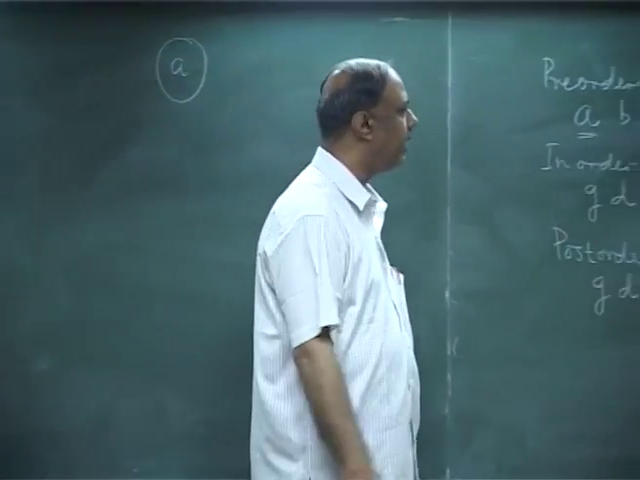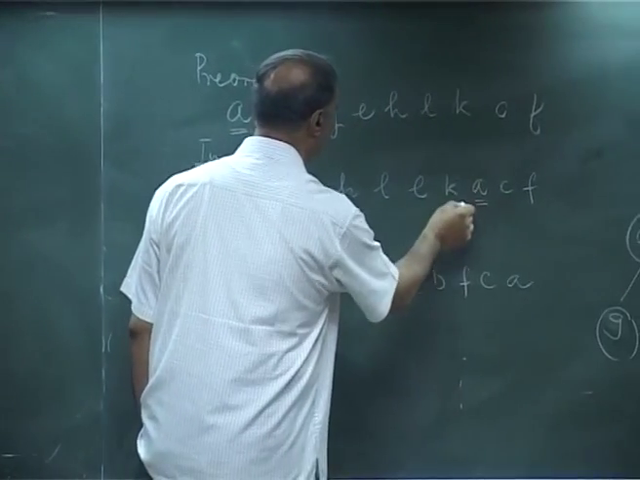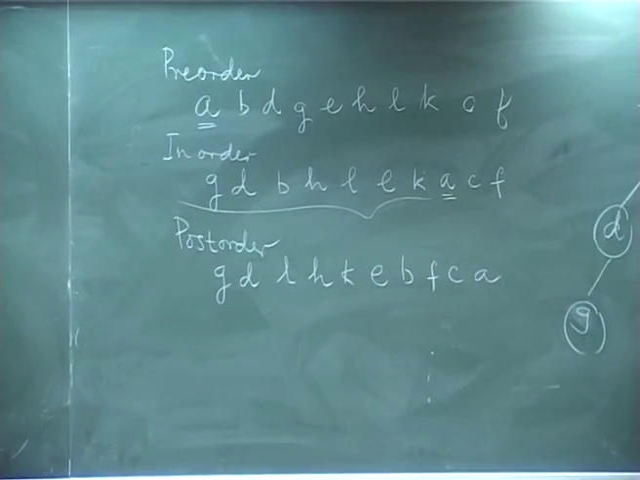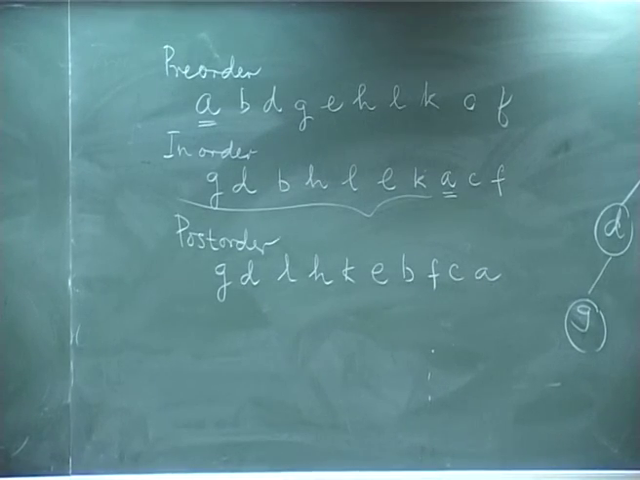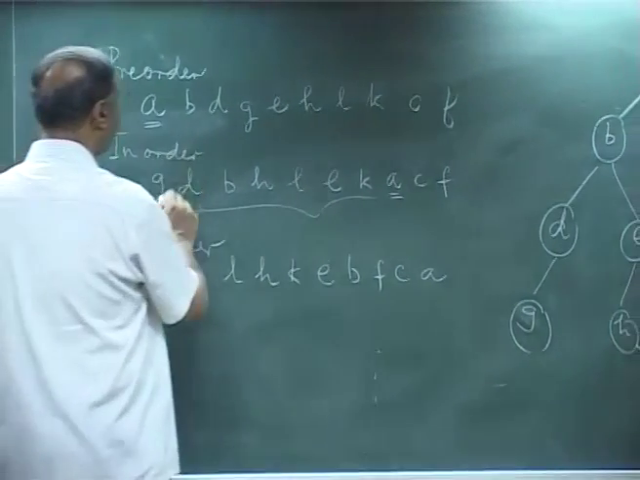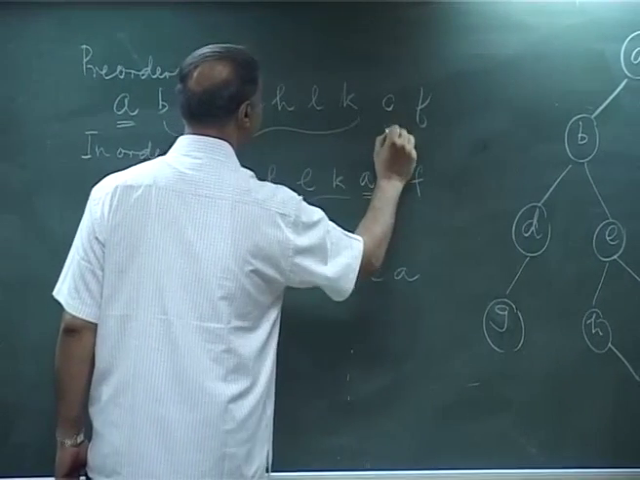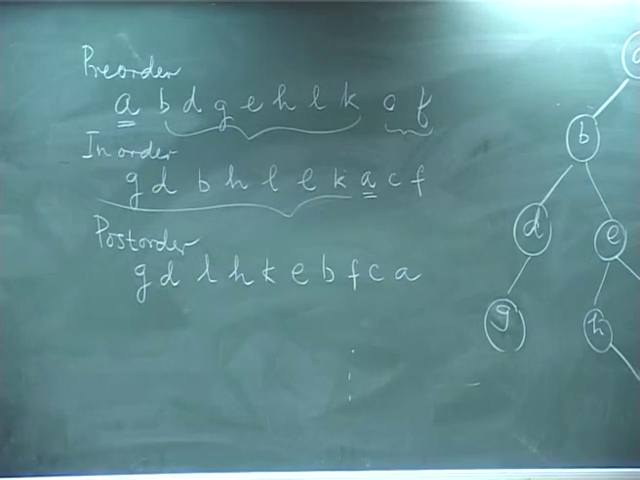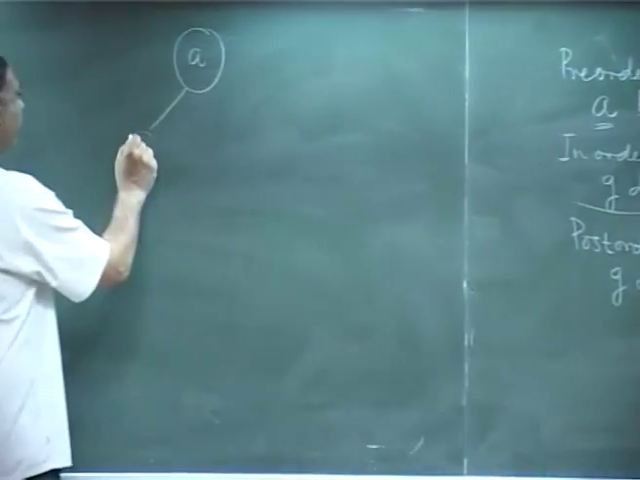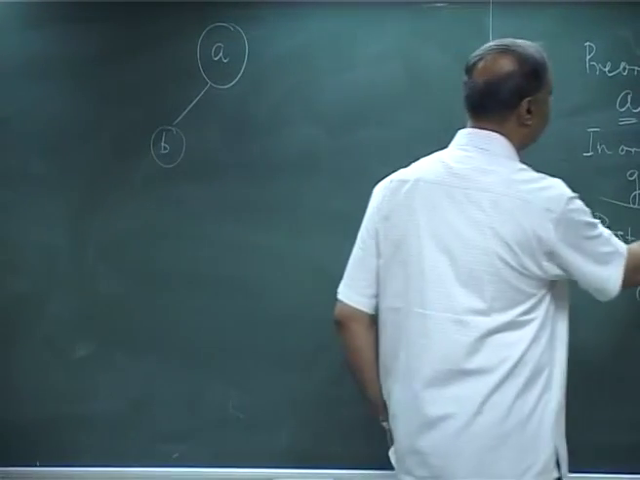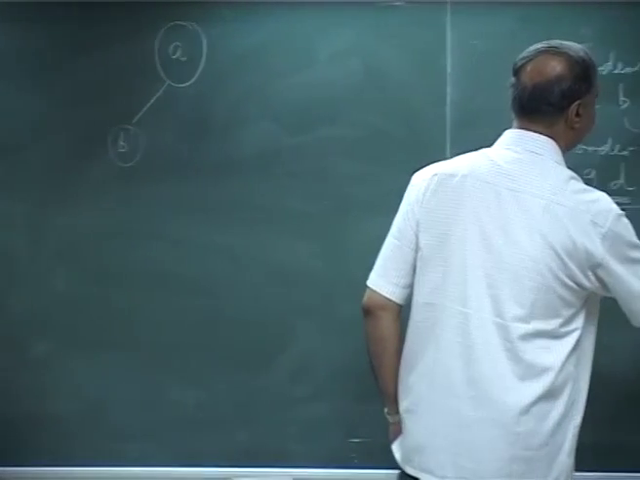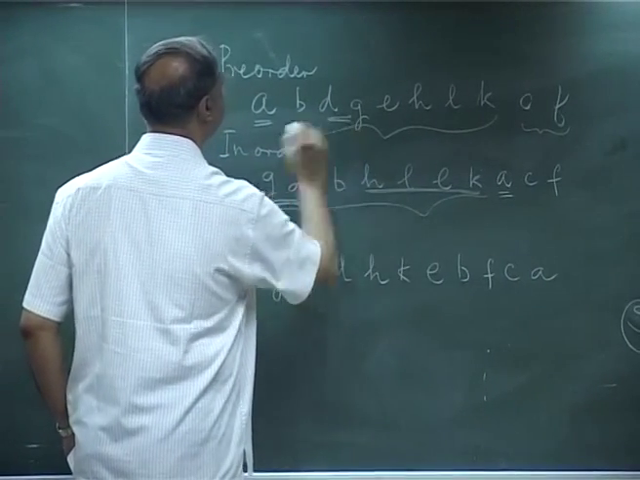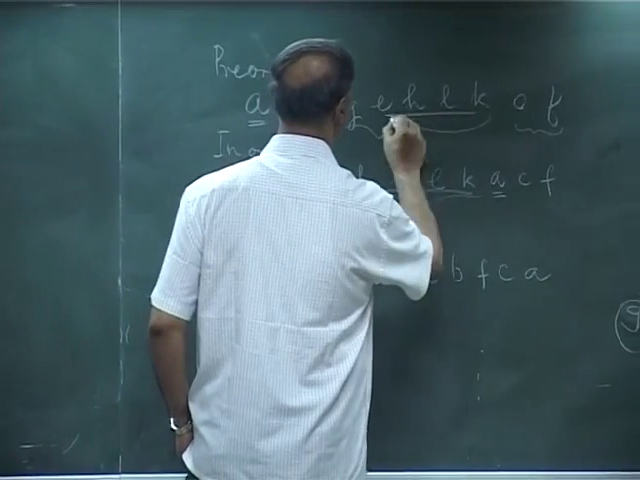Now, from the in-order, I can find out what are those elements in the left subtree and what are the elements in the right subtree. So this gives you that this much is on the left subtree, this much is on the right subtree. Now, from pre-order again, I can find out who is the root, which is B. Again, from here, I can find out this is the left subtree and this is the right subtree of B. So GD is here and this is here.